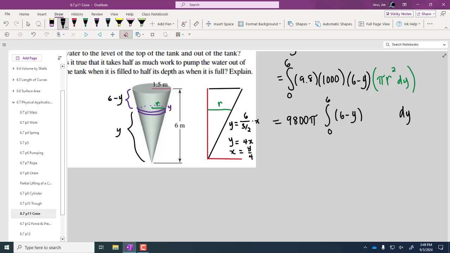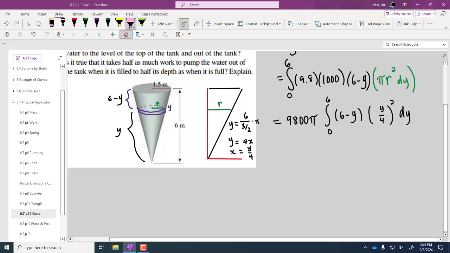So the pi, we factor it out to the front. What goes in here? Y divided by 4 quantity squared. That's the radius squared. So the radius squared is all that. So we had to write the radius as a function of y. That means we find the equation of this tilted line, solve for x, that's representing the radius. And now we should be able to put it all together.